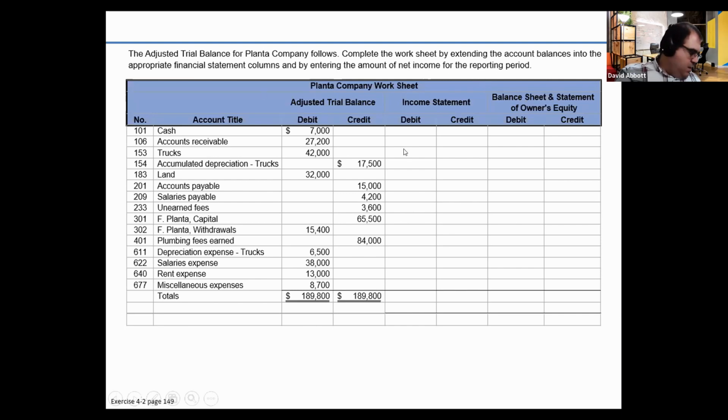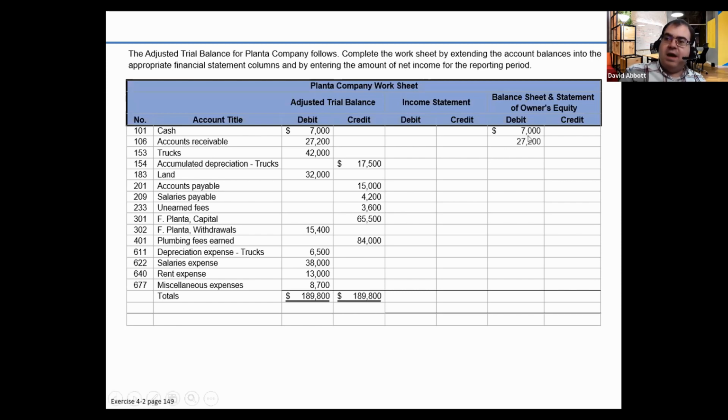So we see here that there's some of these things that aren't going to affect income, and then we see that there's things that go on the balance sheet. So for example, cash, we know that we would place cash in the debit column for the balance sheet because cash is an asset, so it normally would have a debit balance, so we can just extend that over.